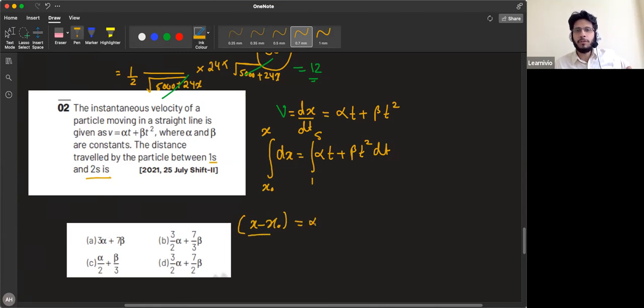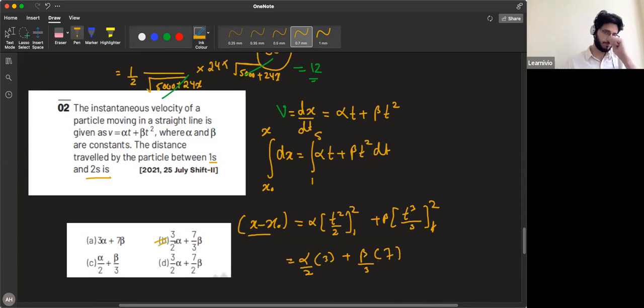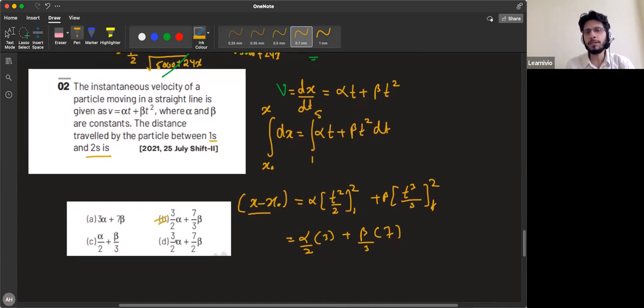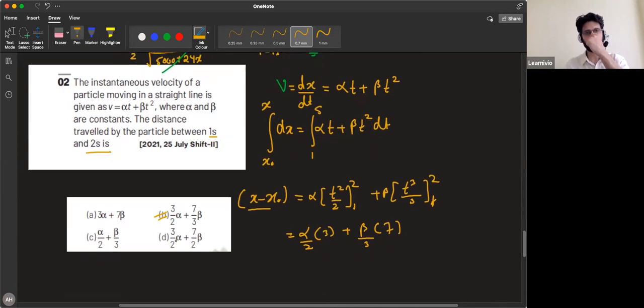When you integrate it, this is alpha, t square by 2, limit from 1 to 2. Then you have beta, t cubed by 3, 1 to 2. So you have alpha by 2 times (4 minus 1 is 3), plus beta by 3 times (8 minus 1 is 7). So 3 alpha by 2 plus 7 beta by 3. So from kinematics, if you get questions on calculus, non-uniformly accelerated motion, then you can easily attempt these questions.